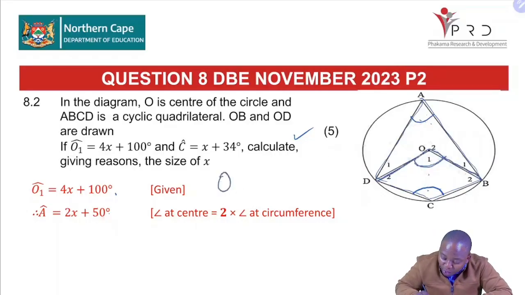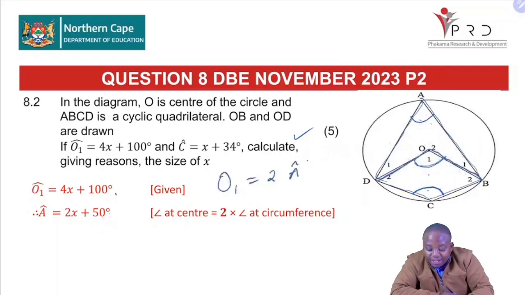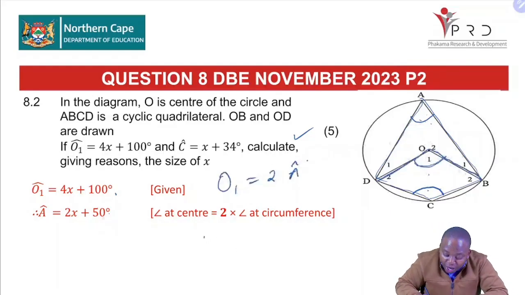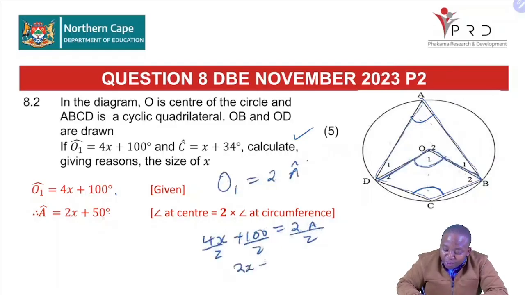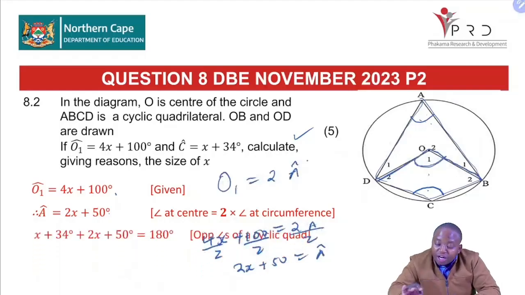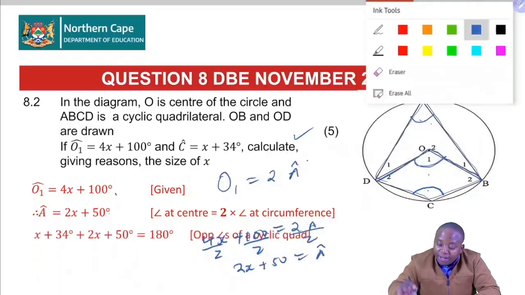That means we can say O1 is equal to 2 times angle A in this case. Our O1 was 4x plus 100. It's equal to 2 times A. Divide both sides by 2, then we get 2x plus 50, which is equal to our angle A. So that's how we get our angle A.